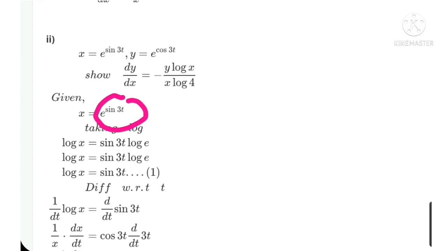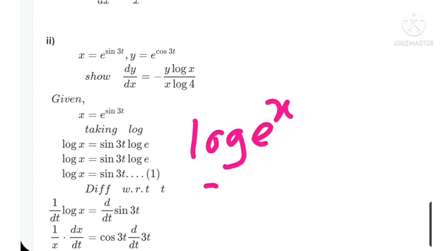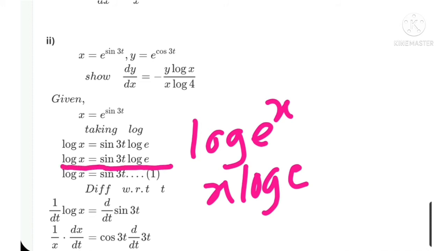If e is raised to something, then what do we do? We take log on both sides. So take log on both sides. Log x is equal to, here log of e raised to sin 3t means sin 3t into log e. Log e value is 1. Here log of e raised to x is nothing but x into log e. So log x is equal to sin 3t into log e, and the value of log e is 1. So log x is equal to sin 3t.